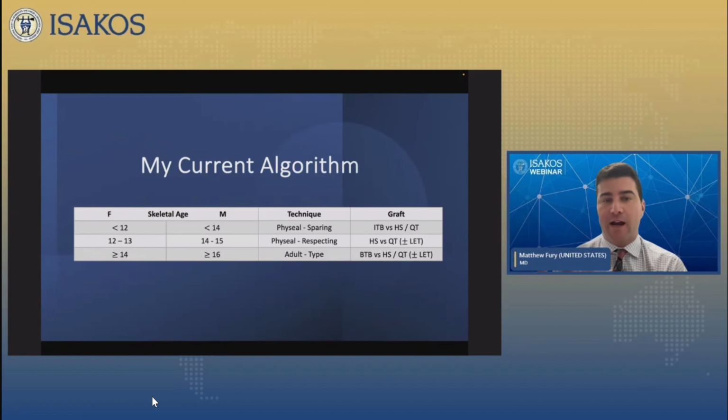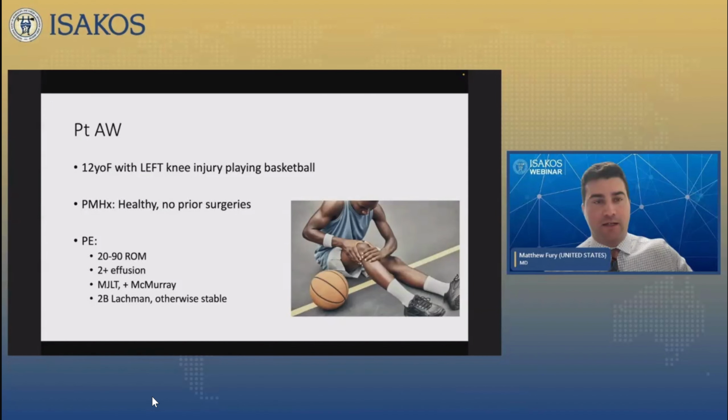So for the patients that are in our highest risk, females less than 12, males less than 14, I choose physeal sparing techniques. For the lowest risk patients, I proceed with adult type reconstructions, whether that's bone blocked procedures. And then the middle ground is often a soft tissue graft plus or minus some extra articular procedures, at least in my hands. So I just wanted to take us through a case on how I use this data to work through a patient's workup.